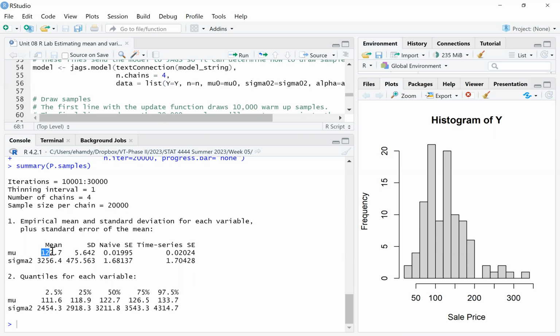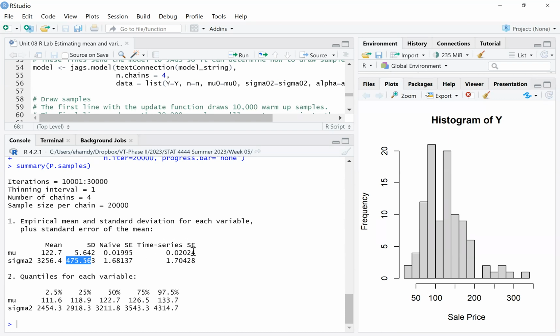The posterior mean of mu is 122.7. The posterior standard deviation is 5.642. And then the posterior mean of sigma square is this one. The posterior standard deviation is this one. So what is the naive standard error and time series standard error? The standard error in general is s divided by the square root of n. So it is the standard deviation divided by the square root of the sample size. How many values are used to calculate the standard deviation?